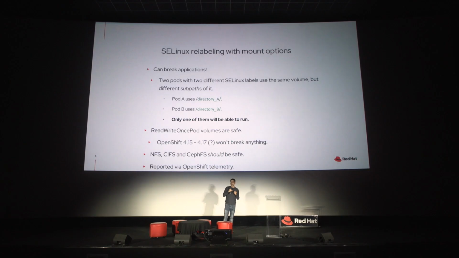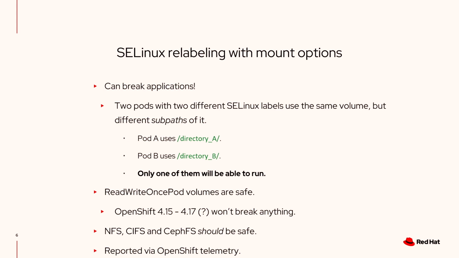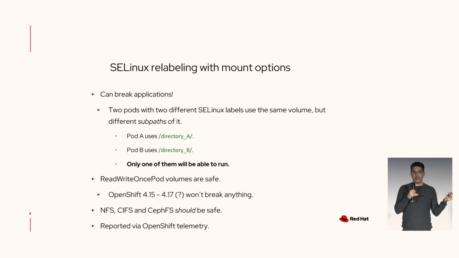The reason it is limited to ReadWriteOncePod volumes is that it can break your application. If you share a single volume by 2 pods that have different SELinux labels, but they use their own separate directories on a volume, we do support it today. So you can have pod A using directory A with SELinux label A, and at the same time, the same volume can be used by pod B with directory B with SELinux label B. As long as they are working with their own directories, everything works today.